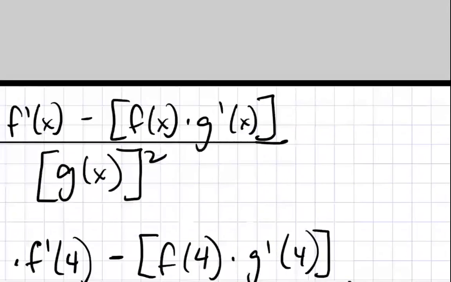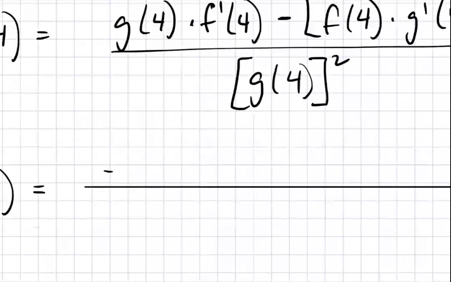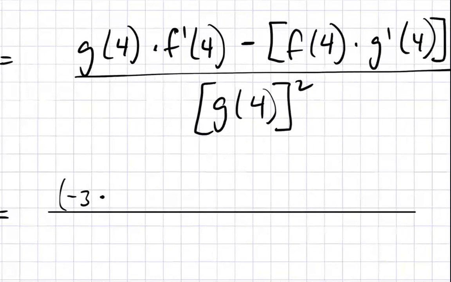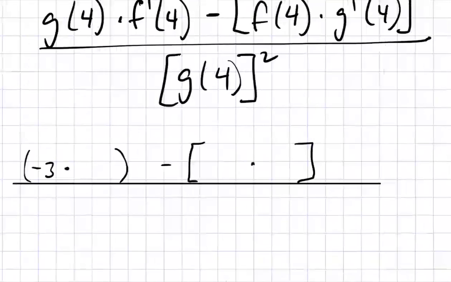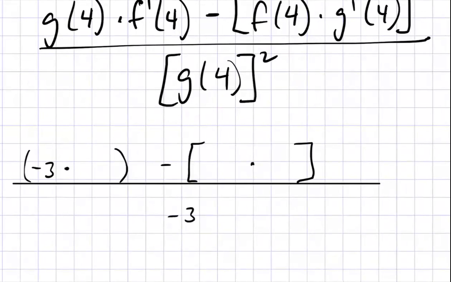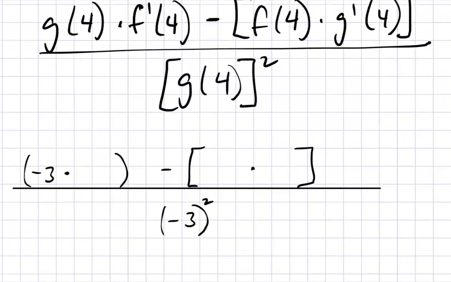So we go back down, -3 times, and then I also have g of 4 at the bottom, right? I also have g of 4 down here. So let me fill that in. That's -3 squared. Okay. There we go.